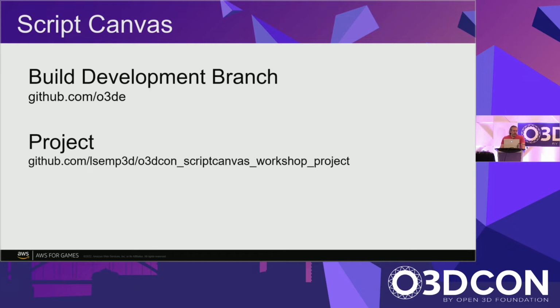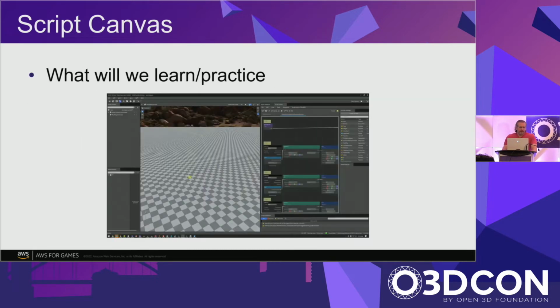For the workshop, I am using the development branch of O3D. You can get it on GitHub. And I have a project that I've created with a lot of the content you'll see today. You can get it from that repo, and you should be able to look at all the examples that we're going to go through and be able to use them as you follow along.